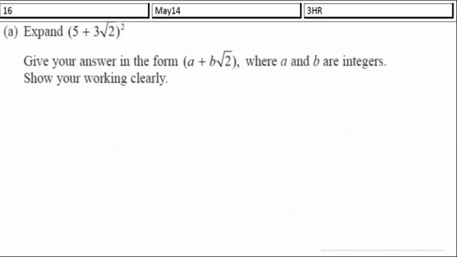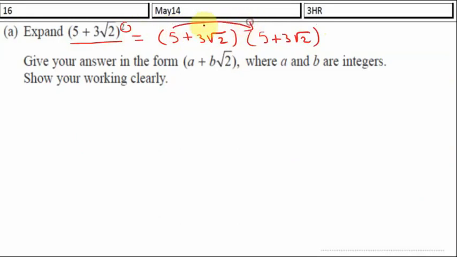Okay, last question today. Expand 5 plus 3 root of 2 squared. Squared here, power 2, means that we will repeat the brackets 2 times. So we can use the distributive property always here. First by first, first by second, second by first, second by second. It's a longer way, but it's easier.